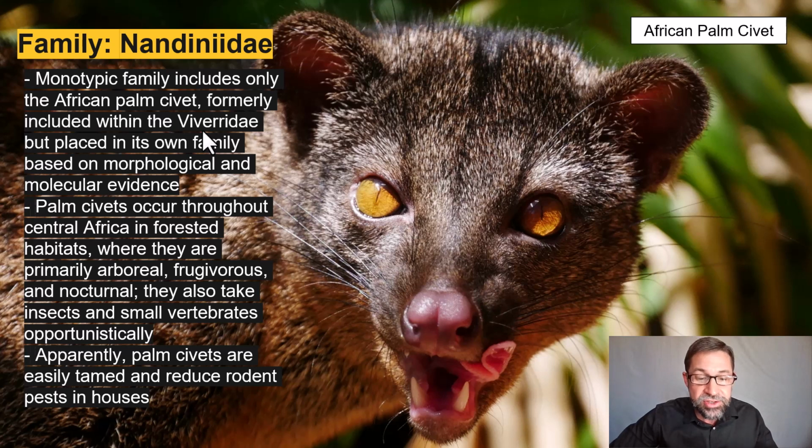African palm civets occur throughout Central Africa in forested habitats where they're primarily arboreal, frugivorous, and nocturnal. They also take insects and small vertebrates opportunistically. And apparently, according to your textbook, African palm civets are easily tamed and can reduce rodent pests in households.